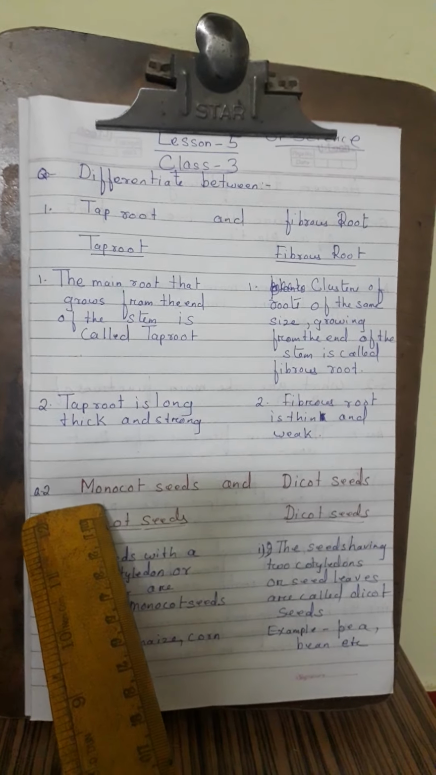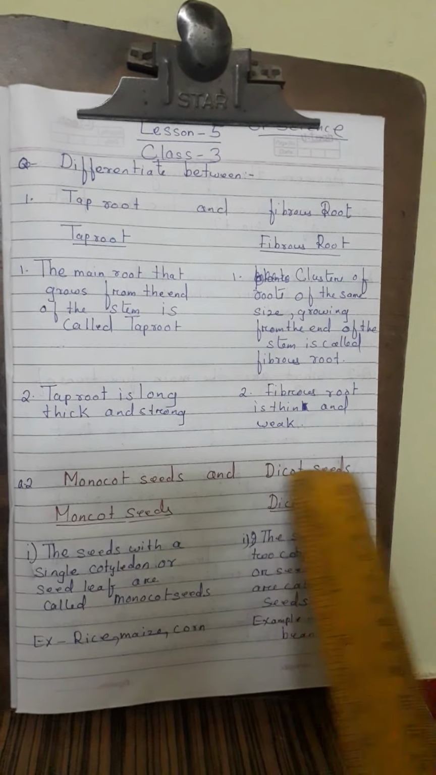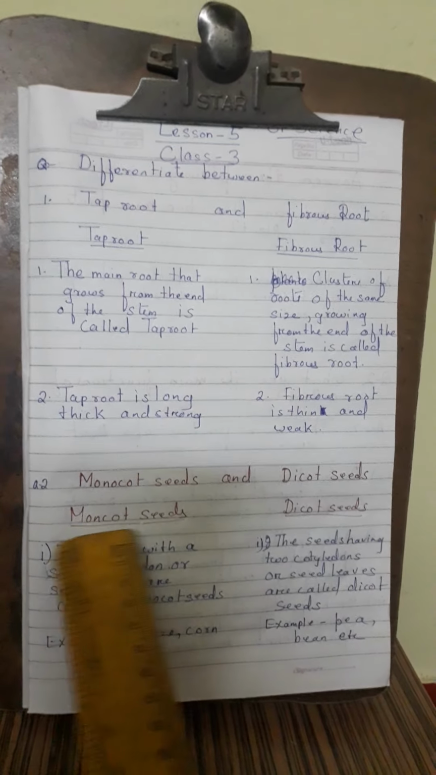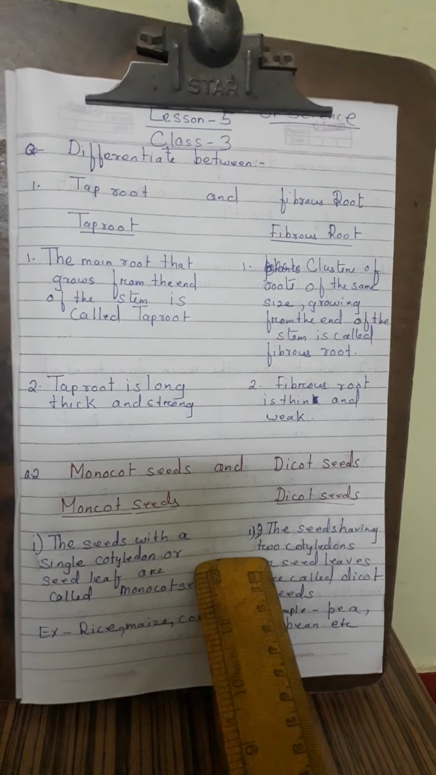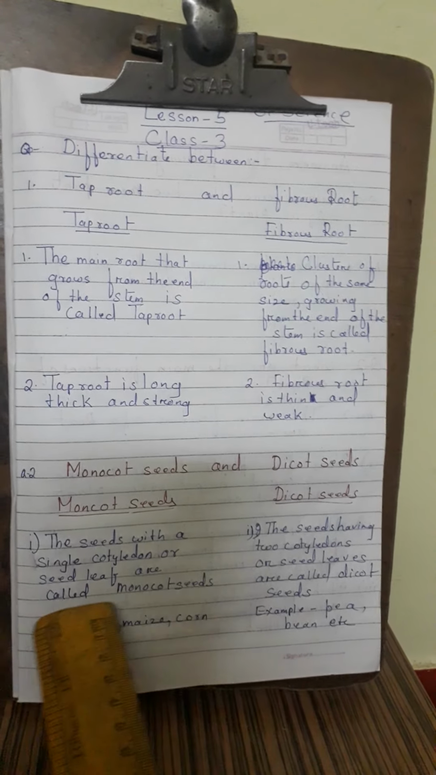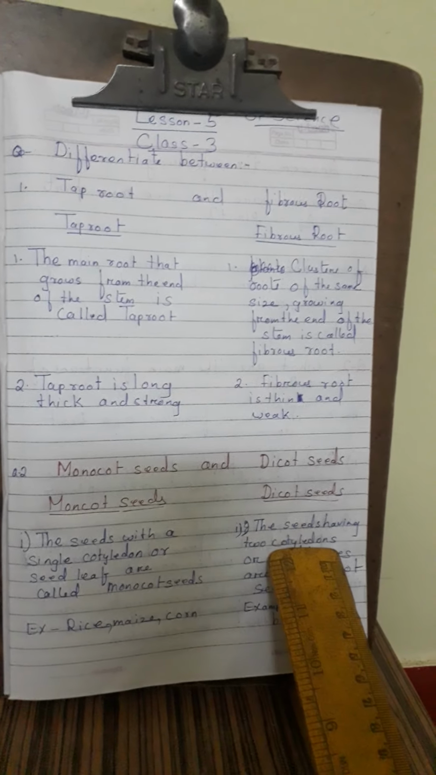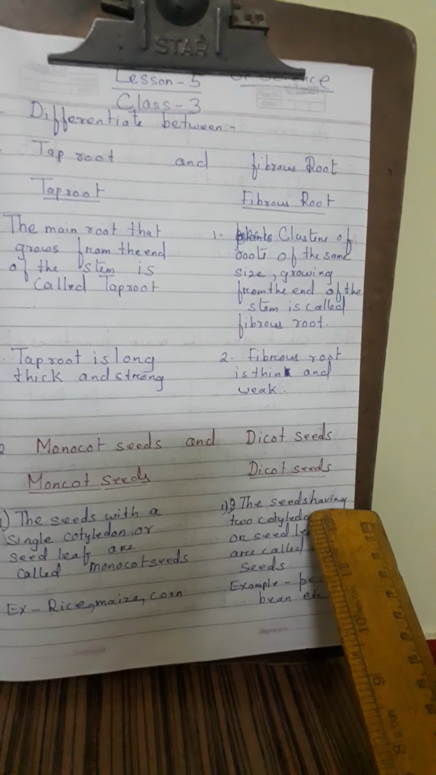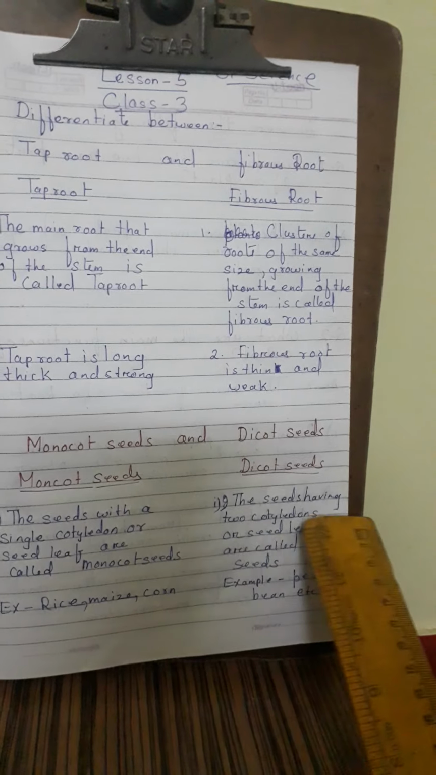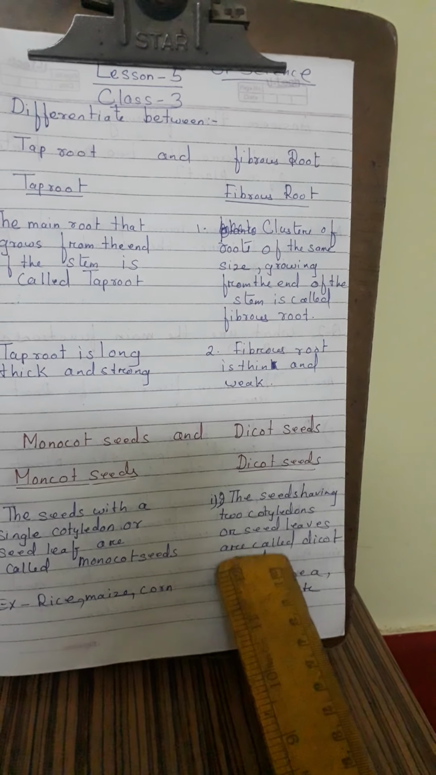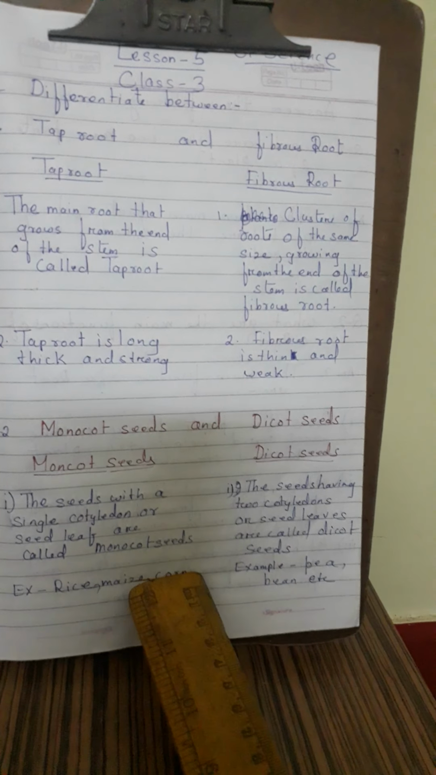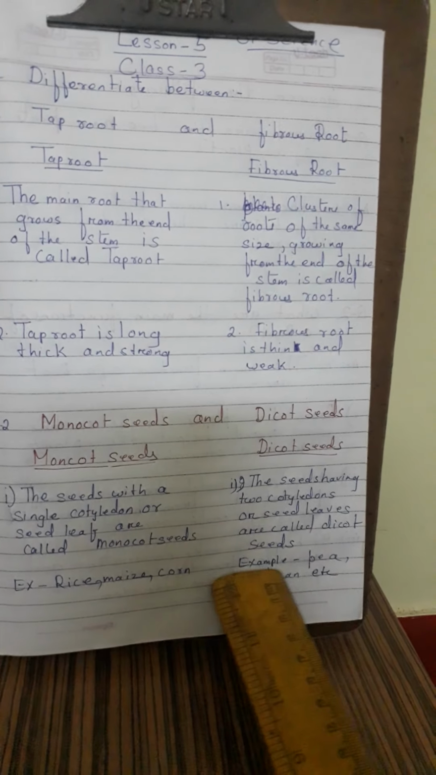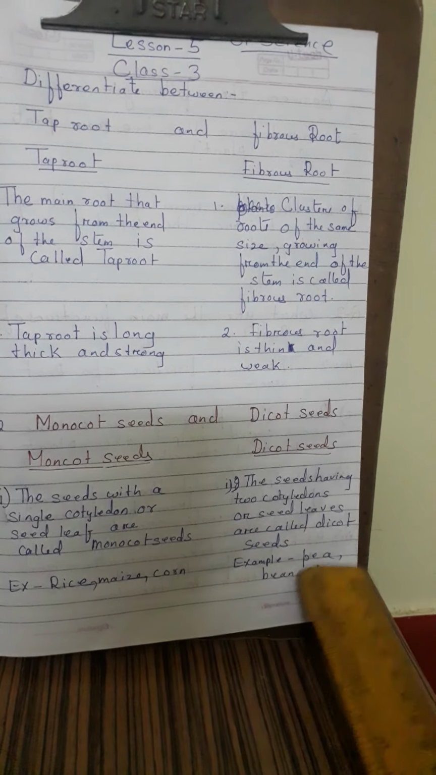Coming to the second question. Monocot seeds and dicot seeds. Monocot seeds: the seeds with a single cotyledon or seed leaf are called monocot seeds. The seeds having two cotyledons or seed leaves are called dicot seeds. Example: rice, maize, corn. Here example: pea, bean, etc.